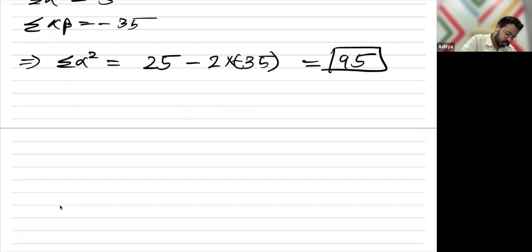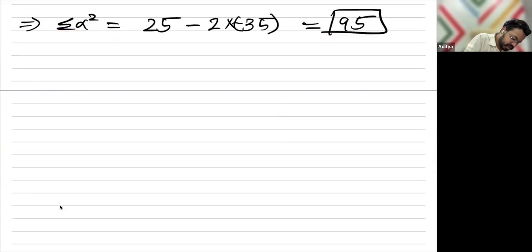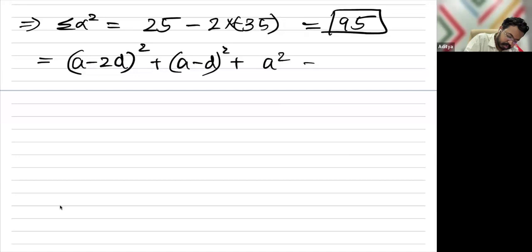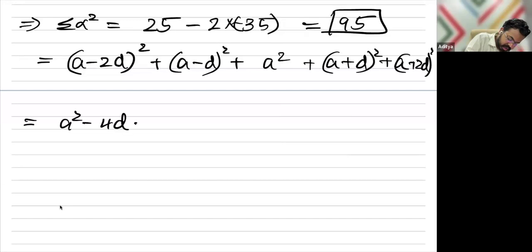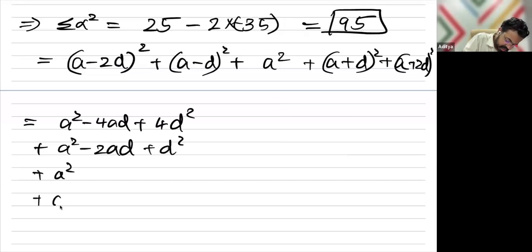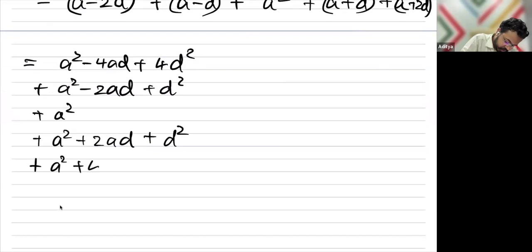Okay, so sum of squares of the individual terms will be 95, and this is equal to a minus 2d the whole square plus a minus d the whole square plus a square plus a plus d the whole square plus a plus 2d the whole square. Now just see what will happen over here. A square minus 4ad plus 4d square, plus a square minus 2ad plus d square plus a square plus a square plus 2ad plus d square plus a square plus 4ad plus 4d square.